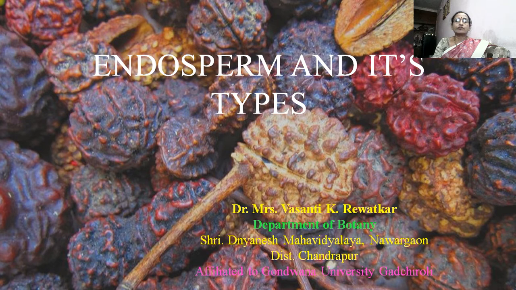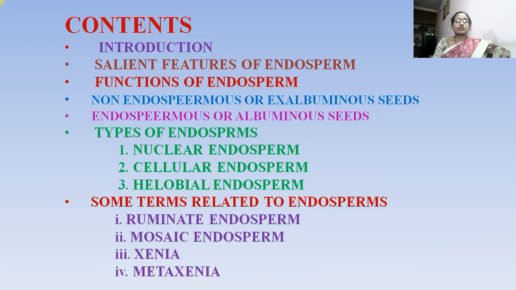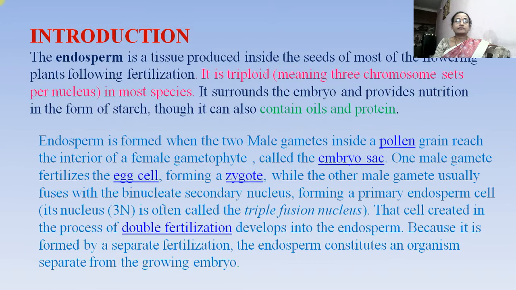In this lecture, I am going to explain endosperm and its types. The contents of this topic are introduction, salient features of endosperm, functions of endosperm, non-endospermous or exalbuminous seeds, endospermous or albuminous seeds, then types of endosperm, which include nuclear endosperm, cellular endosperm and helobial endosperm. Then some terms related to endosperm: ruminate endosperm, mosaic endosperm, then xenia and metaxenia.